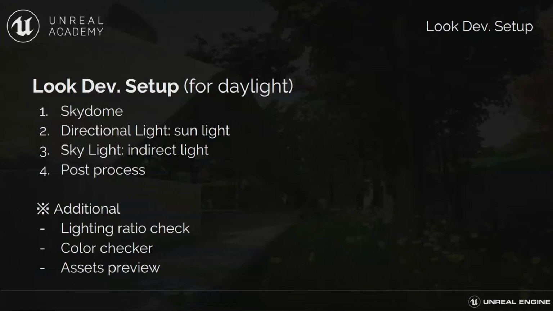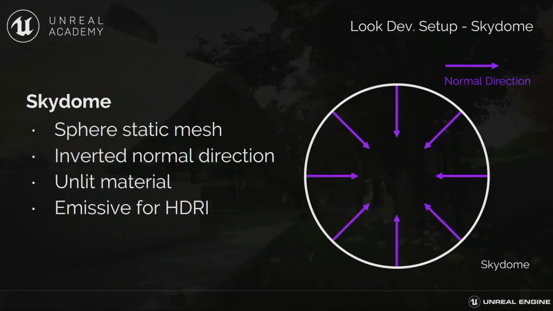When the setup is done, we can do a sunlight to shadow lighting ratio check to make sure the lighting setup is correctly done. Also, we can check the white balance with the color checker. Once that check is all done, we can start to drop the assets in the scene and start to do the look development. So let's move on to the first step.